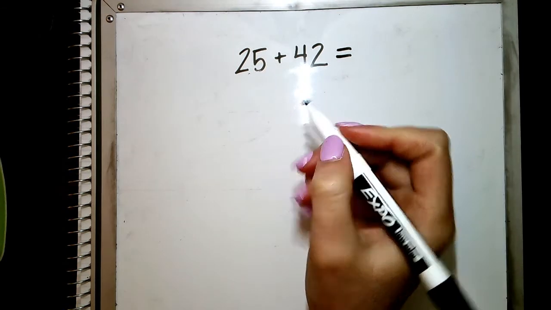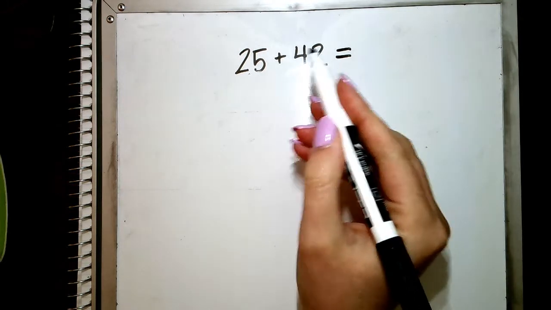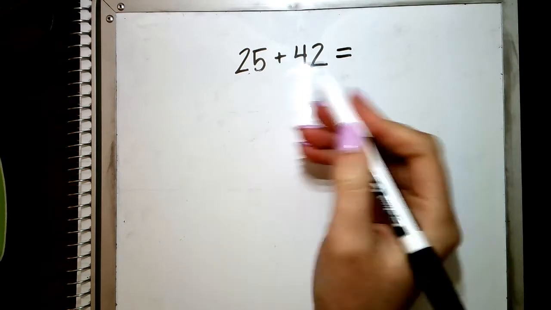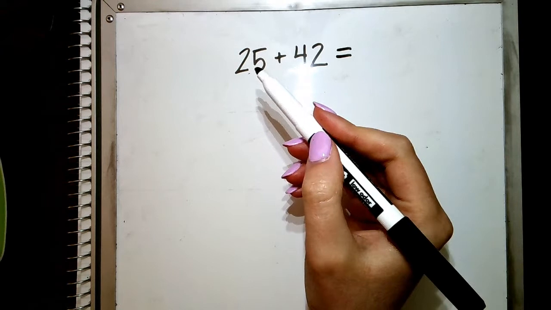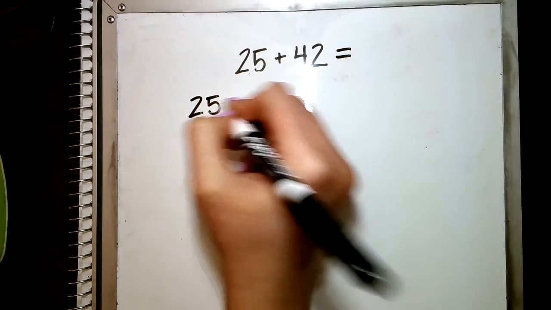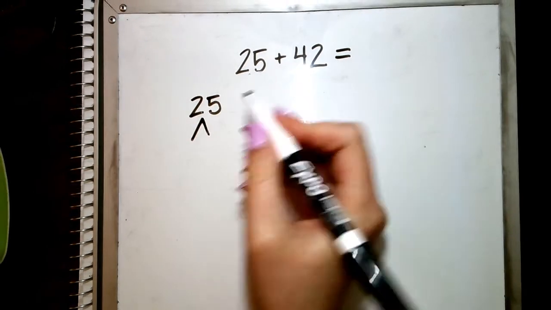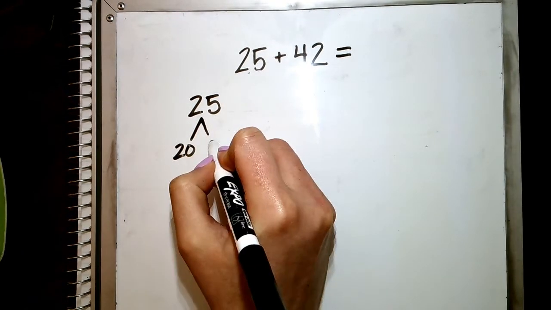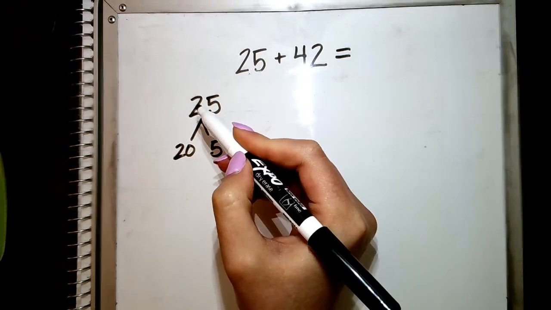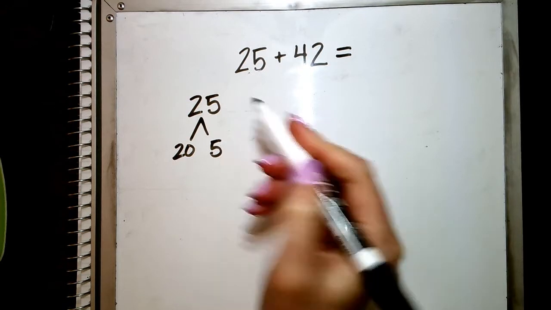All right, so remember with the splitting strategy, what we want to do is split both of these numbers into their tens and ones. It doesn't really matter which number you start with, but I usually start with the first number. So if we're going to split 25, we're going to do what we just did on the last problem and split it into 20 and 5, because remember that the 2 represents two groups of 10, which is 20, and then we have our 5 ones.